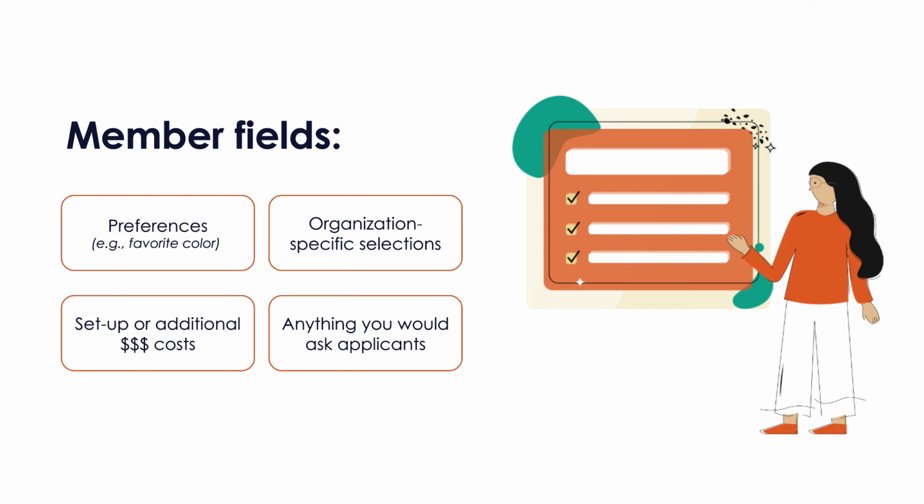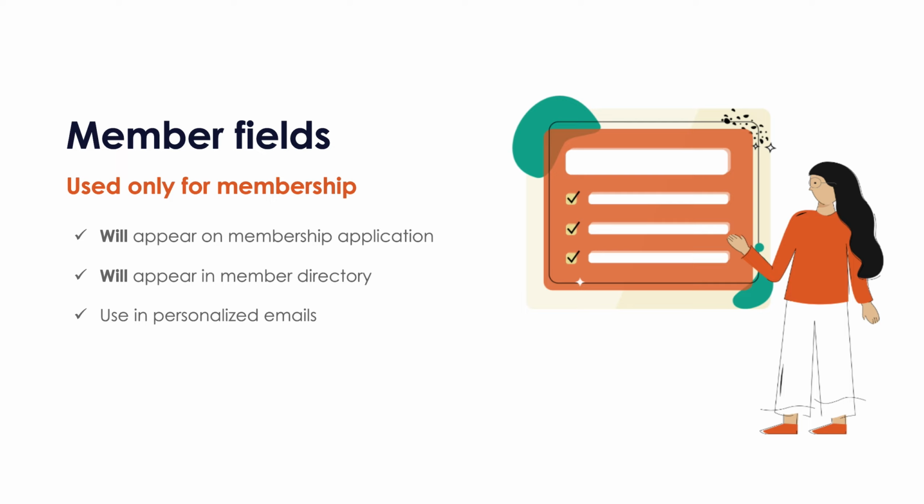Another fun thing you can do with the member fields is set up additional cost items. That's basically add-on items for your membership application. If it's $1,000 for a gold membership, but then there's an additional VIP package for $500, you can set that up here in the member fields. So basically anything you would ask your applicants that you want to use as data later on. Maybe you want to use this for places like the membership directory, where you can actually search through members based on the data that you've been collecting all this time. Or maybe you want it to appear in somebody's profile or on the membership application so you can get it there and then use it in things like personalized emails.